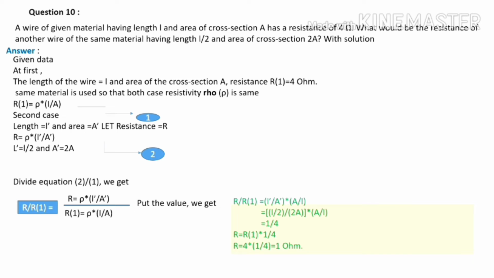Second case, length is L by 2 and area of cross section is twice A. You already know R equals rho L by A. In the first case, R1 equals rho L by A, and in the second case, R equals rho L dash by A dash, where L dash equals L by 2 and A dash equals twice A. To find R, divide the two equations and you get the result. Here it is 1 ohm.